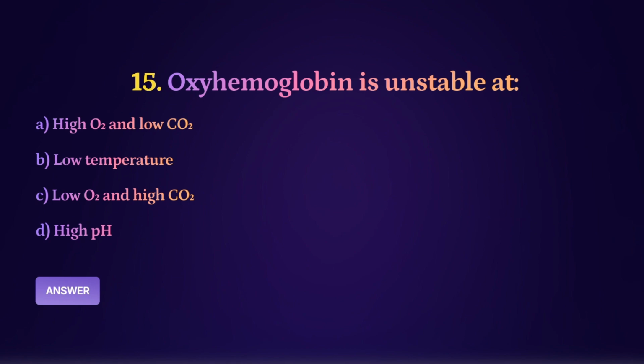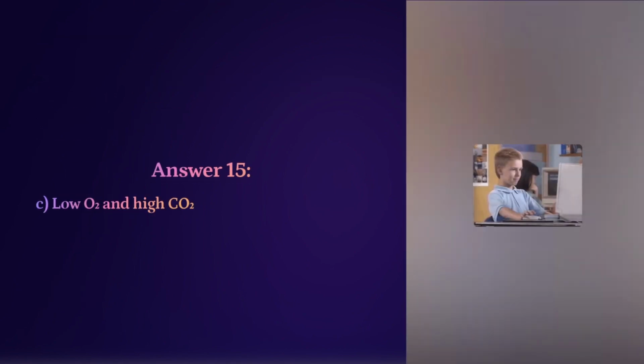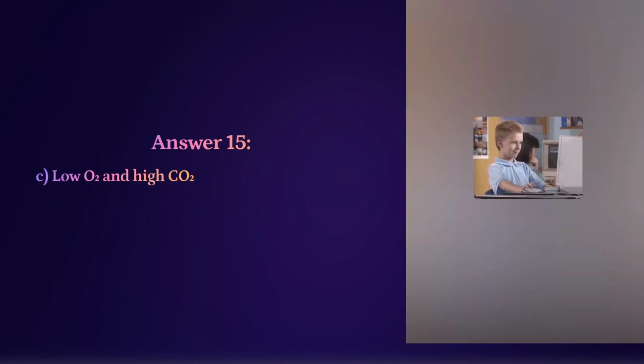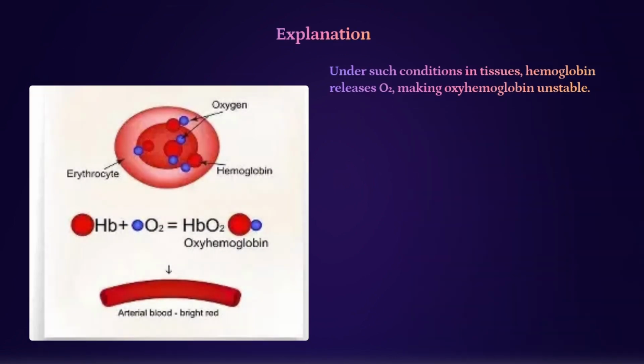Question number 15. Oxyhemoglobin is unstable at. Options are A. High oxygen and low carbon dioxide, B. Low temperature, C. Low oxygen and high carbon dioxide, or option D. High pH. Correct answer is option C. Low oxygen and high carbon dioxide. Under such conditions in tissues, hemoglobin releases oxygen, thereby making oxyhemoglobin unstable.